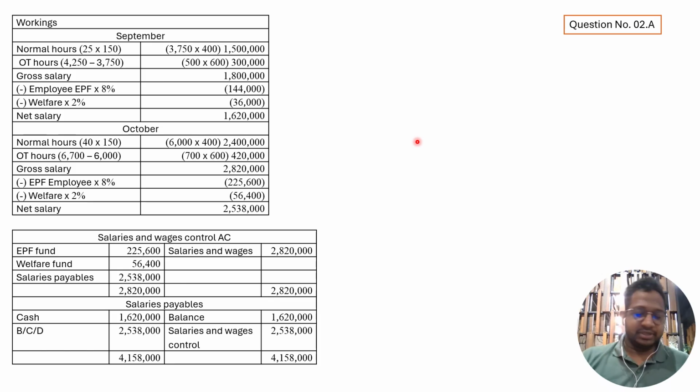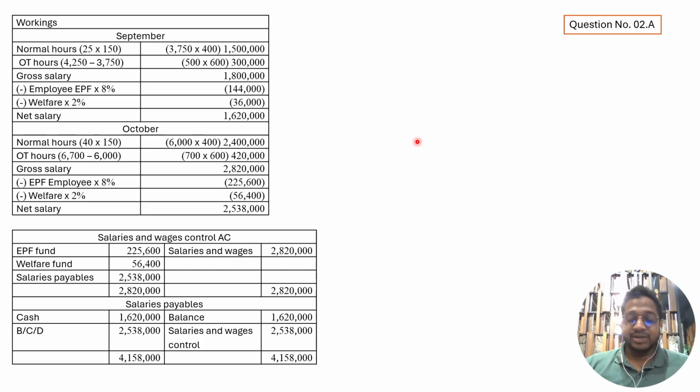Question 2A is a bit interesting because it's given about the pay sheets. Aban's cleaning company employed 25 workers in September, and they worked 4,250 hours for September. And in October, there were 40 employees and they worked 6,700 hours. Each employee is required to work 150 hours per month, and any hours worked beyond that are considered overtime hours. The normal hourly rate is 400 and the overtime hourly rate is 600.